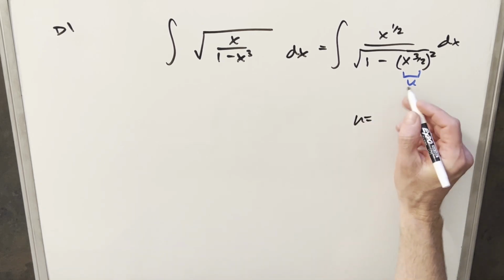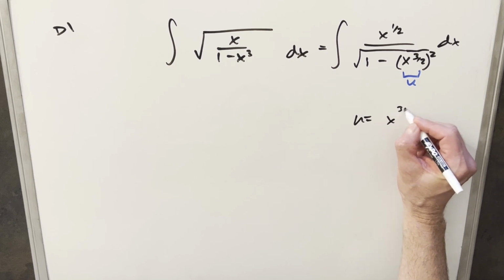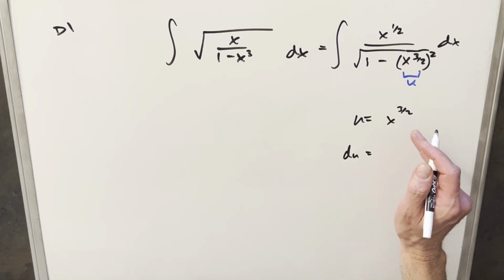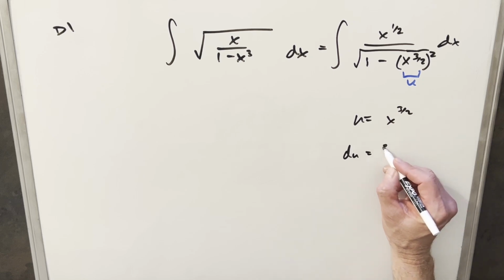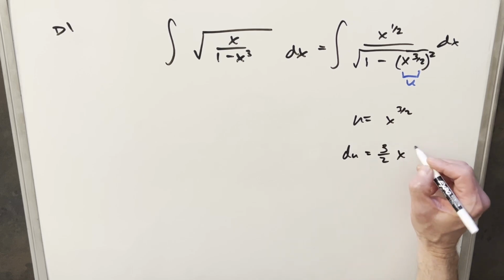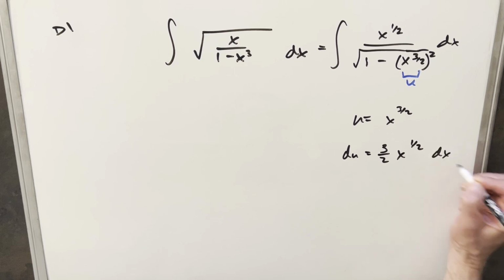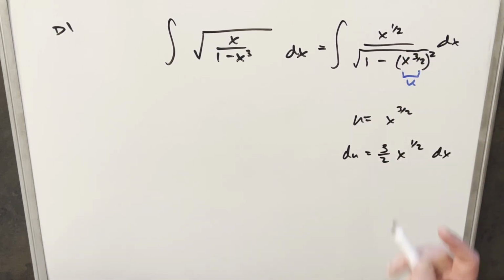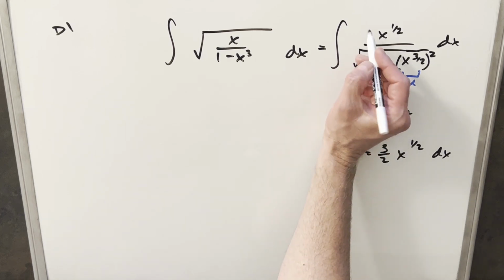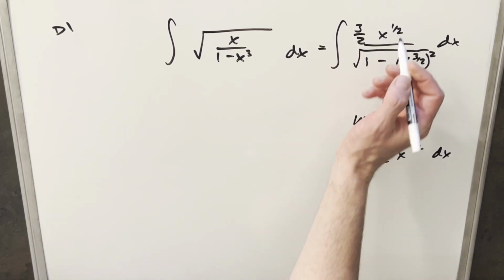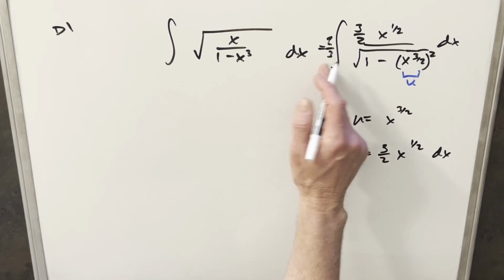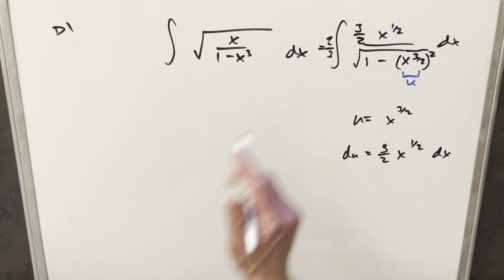I'm going to take a look at my u being just x to the 3/2. We'll take a derivative. Du, using the power rule, is going to be 3/2 x to the 1/2 dx. Now that's not bad because we have our x to the 1/2 right there. I'll take this 3/2, but so I don't change it, we'll multiply by 2 over 3 in front. 2/3 times 3/2 is just equal to 1.